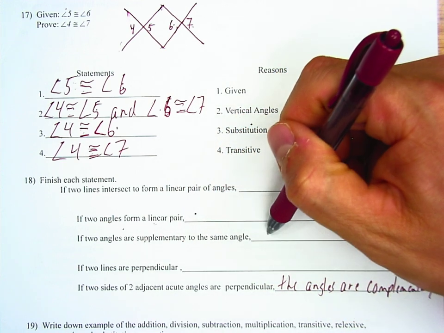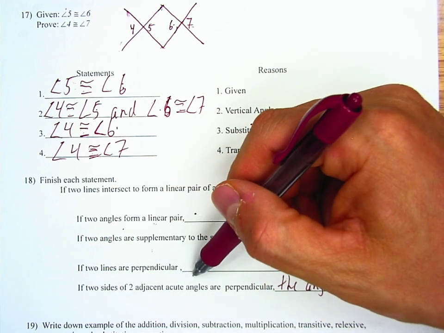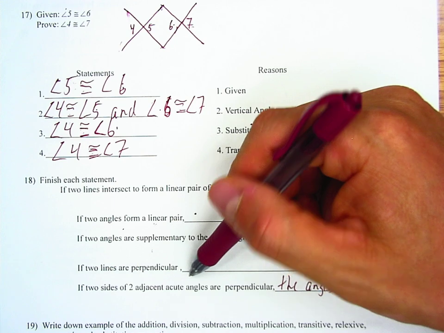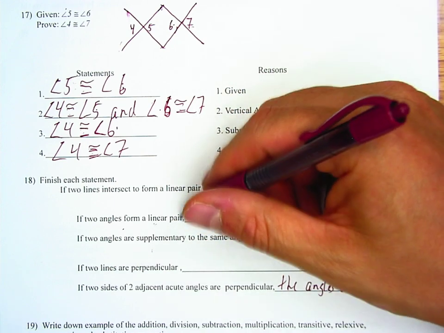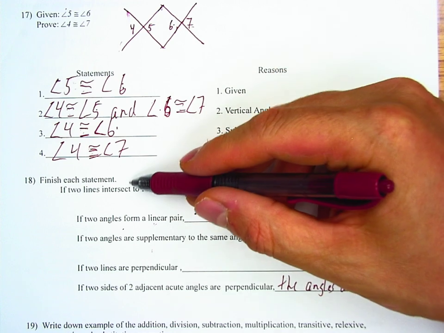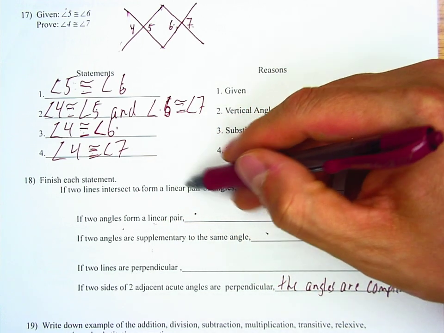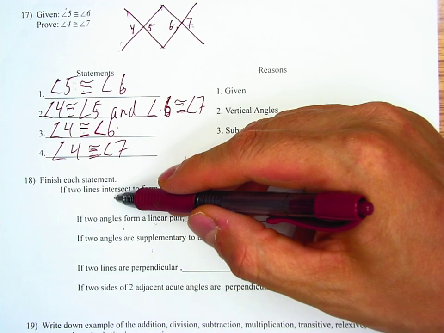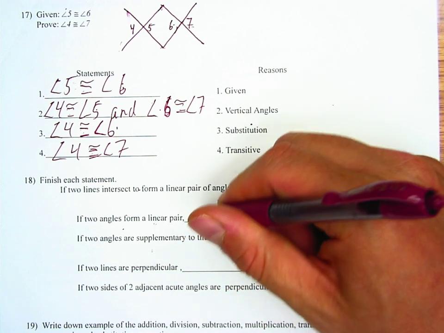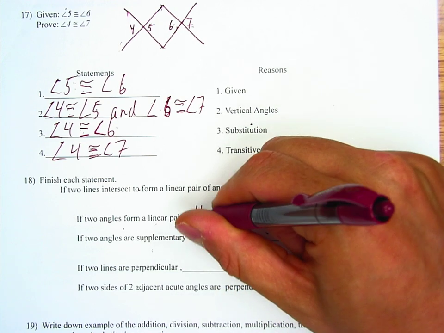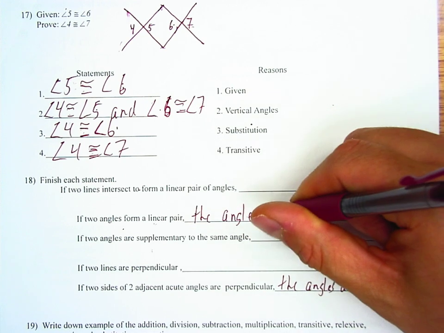I can't conclude here that they're supplementary. And if 2 lines are perpendicular, well, the lines aren't supplementary when they're perpendicular. No. So we have to decide which of these is talking about the angles. This is talking about the lines. If 2 lines intersect to form a linear pair of angles, this is asking about the lines. This one's asking about the angles. The angles are supplementary. If 2 angles form a linear pair, then the angles are supplementary.